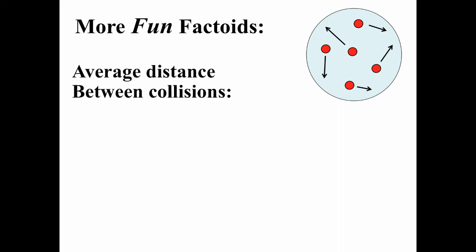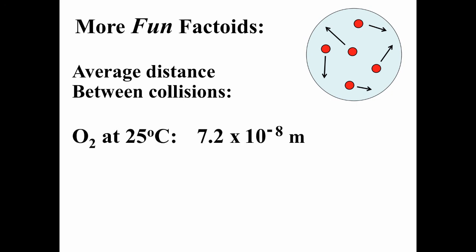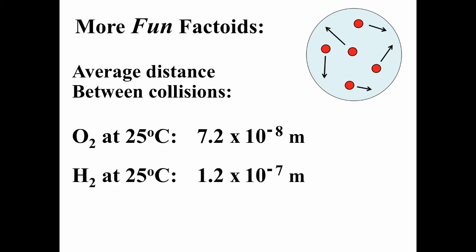A couple other fun factoids. Average distance between collisions. You might guess that it's going to be not very large, because atoms and molecules are so small. And for oxygen at 25 degrees Celsius, they travel about 7.2 times 10 to the minus 8th meters between collisions on average. And for hydrogen, about 1 times 10 to the minus 7th meters. So, a 10 billionth of a meter or so kind of values. Pretty darn small distance between collisions, even though that's a big distance in terms of how far atoms are apart from each other.